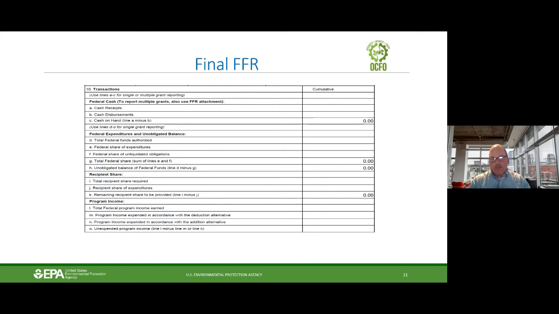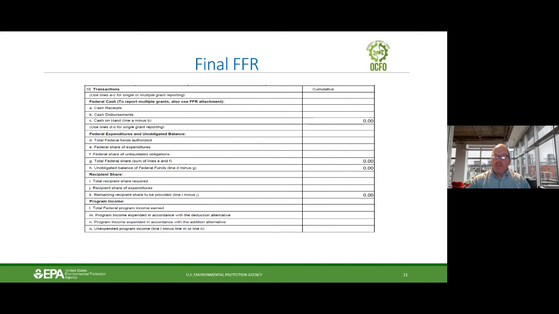Now we're going to get into the recipient share here. So not all awards have a recipient share. The grant itself is going to outline what your recipient share is, not only on page 1 as a percentage of the expenses, but also on page 2 there, and also in your budget area on page 3.